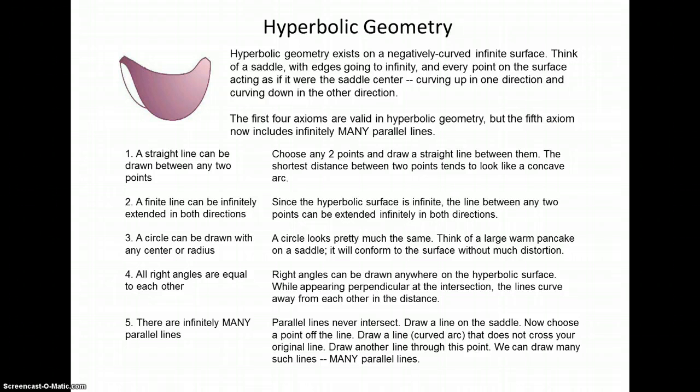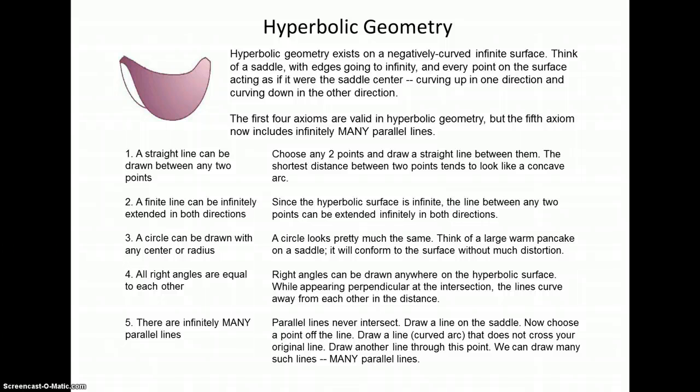Can we extend that finite line segment infinitely in both directions? Well, remember, the saddle goes infinitely in all directions on the edge, and so we can extend the line infinitely in both directions. Can we draw a circle? Sure. Pick any point you want. Pick a radius. Draw a circle. It might look like a large warm pancake that melted on the saddle surface, but it will still be a circle. Can we draw right angles? Sure. They'll be perpendicular at their intersection, but they'll look like they're curving away from each other as we get further away from the intersection.